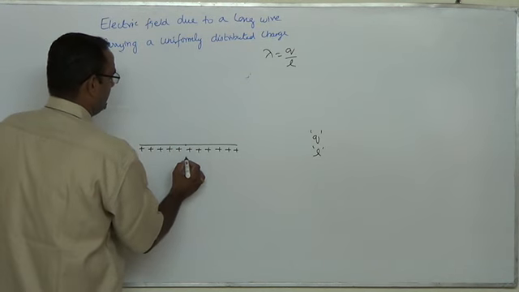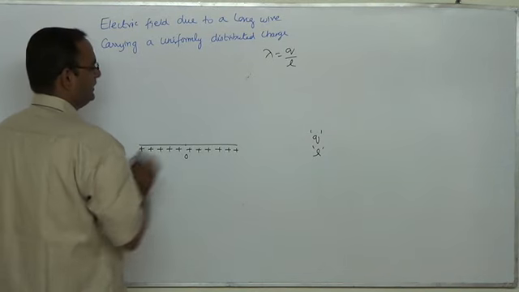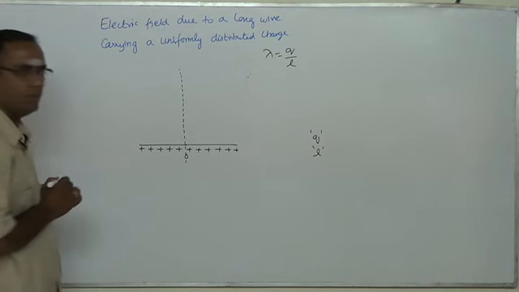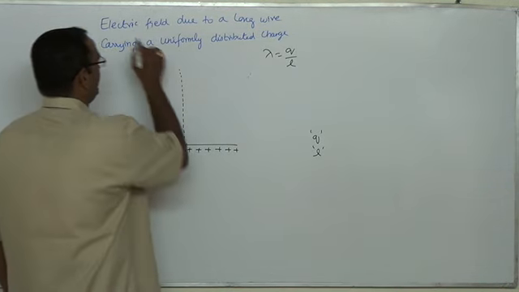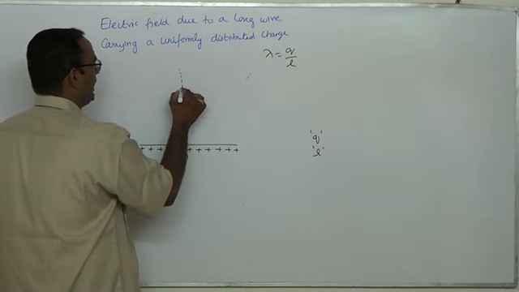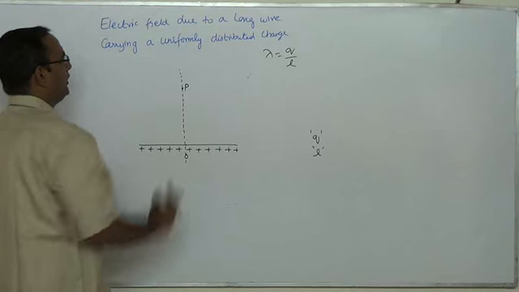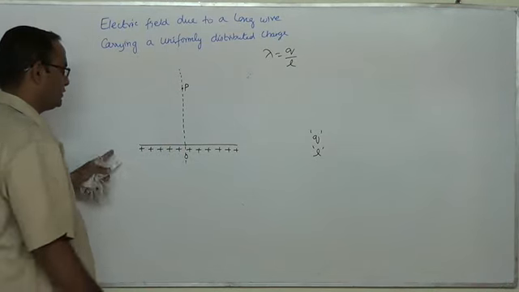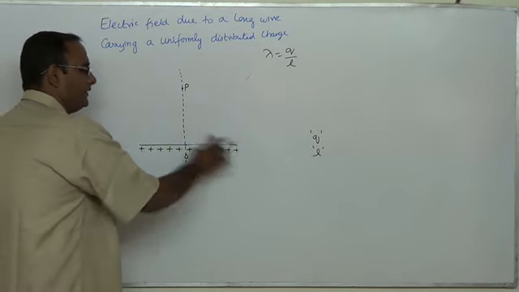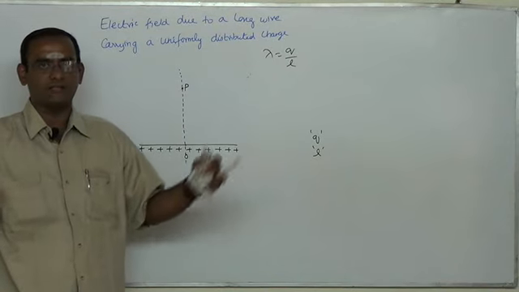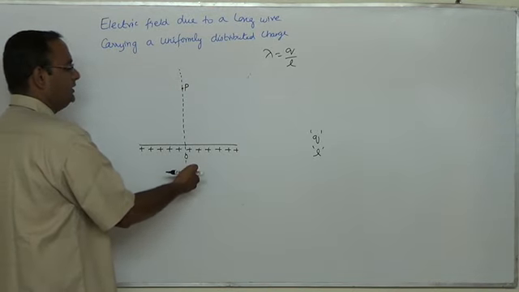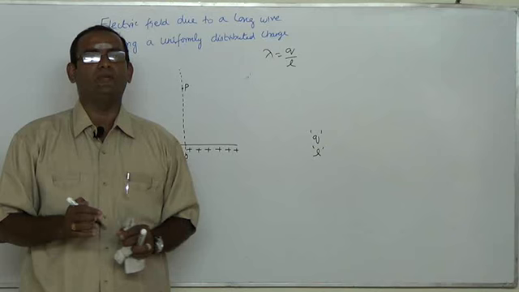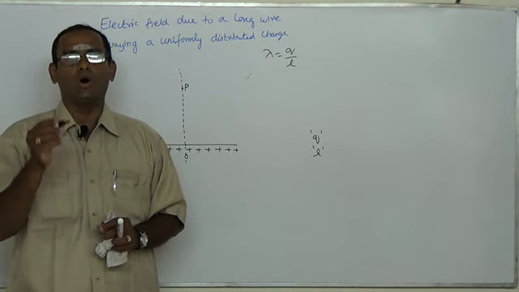Consider a midpoint O of the entire length, and drop a perpendicular through O. Now, it is our duty to find the electric field at this point because of this long wire. Electric field due to a long wire carrying a uniformly distributed charge. This is a long wire. Of course, we have defined the length as L. When I say long, then if you assume this point as 0, it stretches to plus infinity on one side and minus infinity on the other. When it stretches to infinity, then we say the wire becomes a long wire.